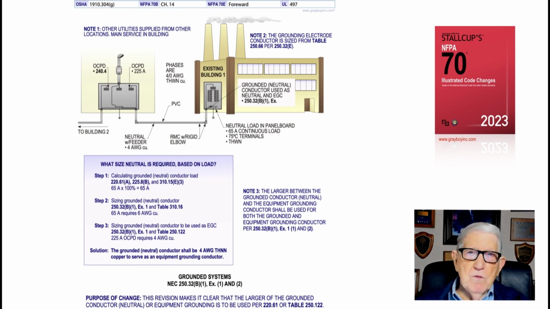per 220.61. But now make note of this. If the neutral was calculated to be a 1/0, then the neutral calculation would be greater than the number 4 from Table 250.122, so you'd use the 1/0, and that's what this illustration is illustrating to you. But to get a handle on it, review the 3 notes, and it will tell you more detail of what I'm just telling you, paraphrasing what the revision is all about and the purpose of change. And that's what this illustration is illustrating to the user of the NEC.